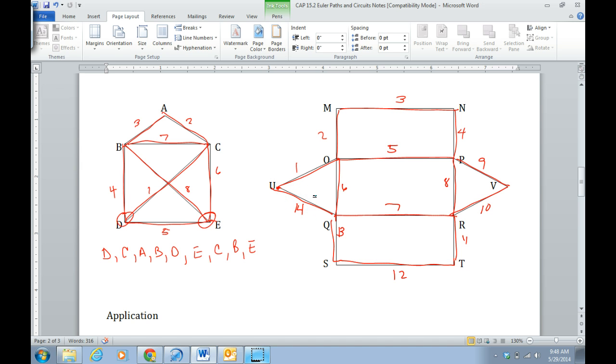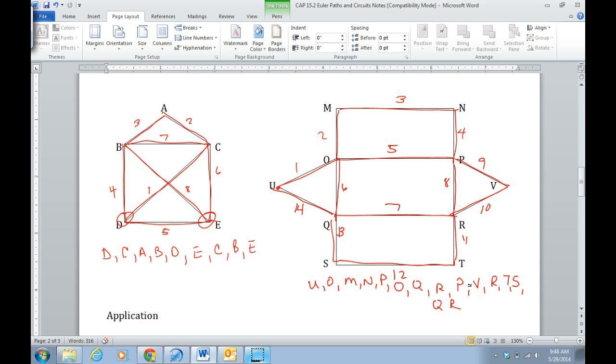All right. So once again, if we were going to write this out, our circuit would be U, O, M, N, P, O, Q, R, P, V, R, T, S, I'm running out of room, Q, and then R again.